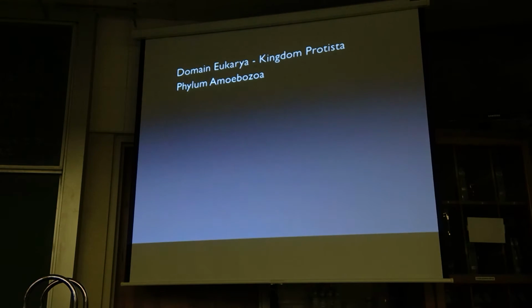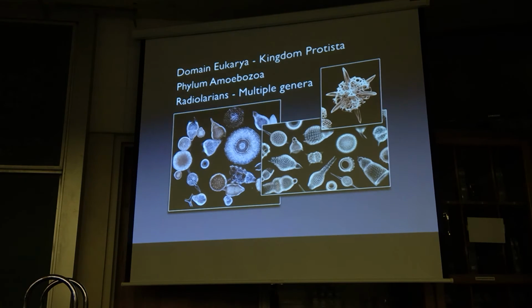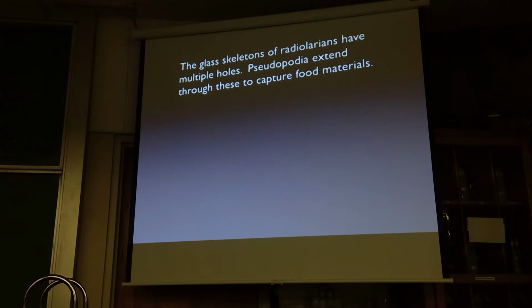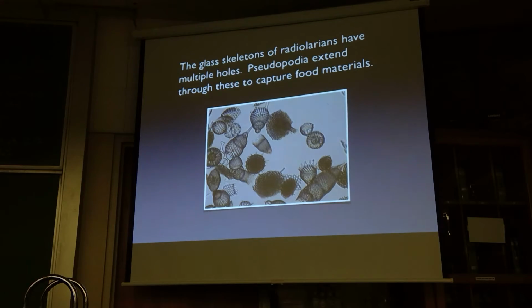Here we're still in the domain Eukarya, kingdom Protista, phylum Amoebozoa. These are the radiolarians. What you're looking at mostly are glass skeletons. The radiolarians have a body much like an amoeba. They produce a lot of pseudopodia that are really thin, and they extend out through the holes in the skeleton. On our prepared slide, they look like this, these skeletons.